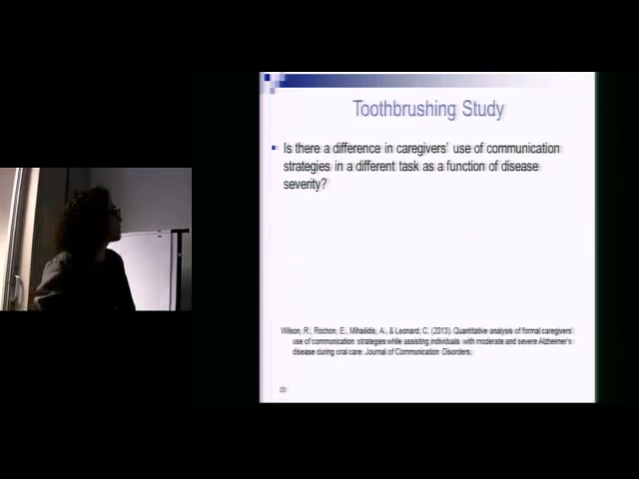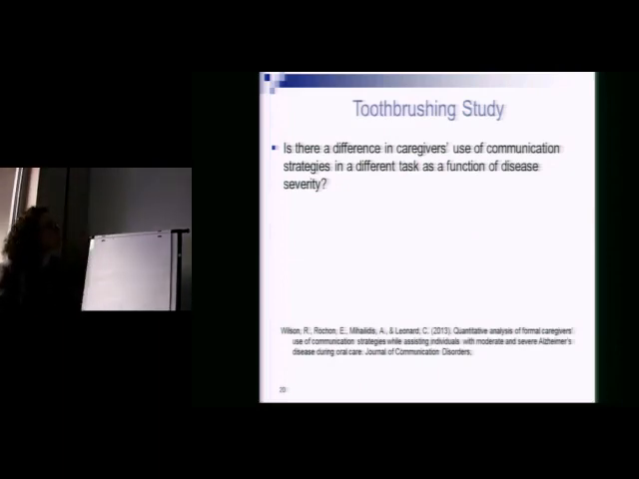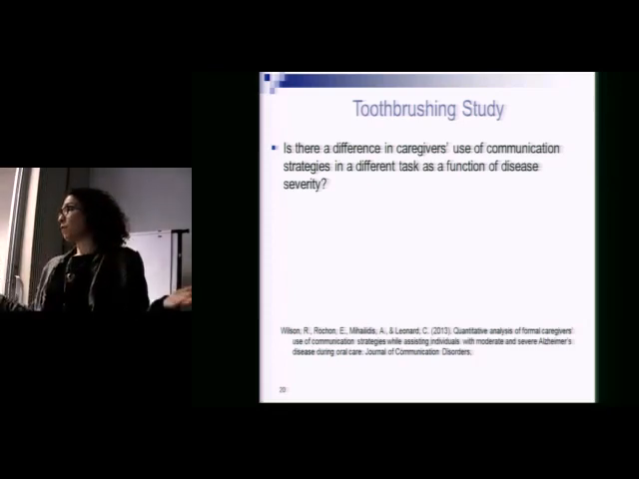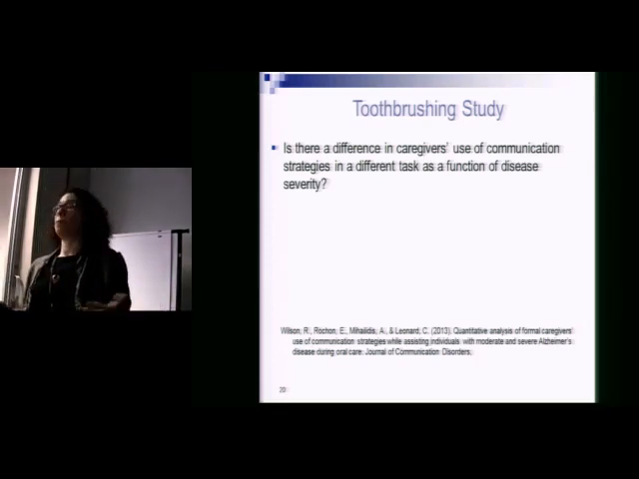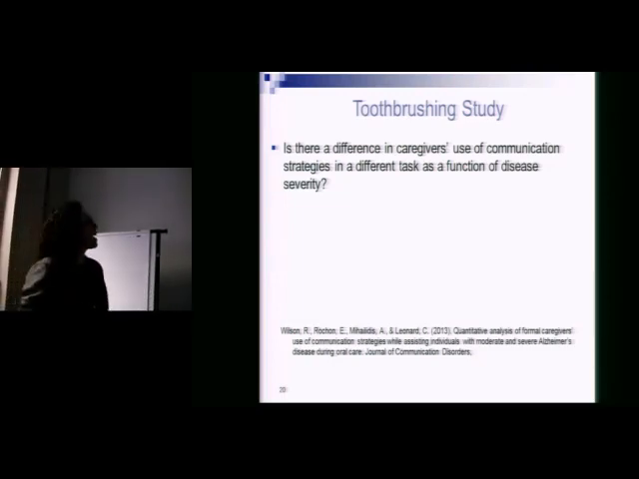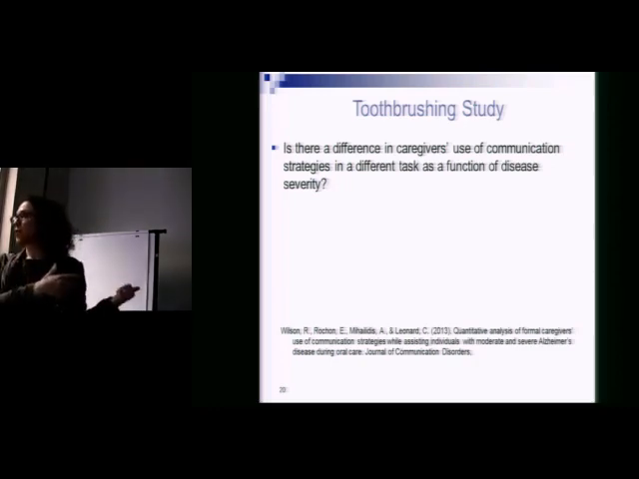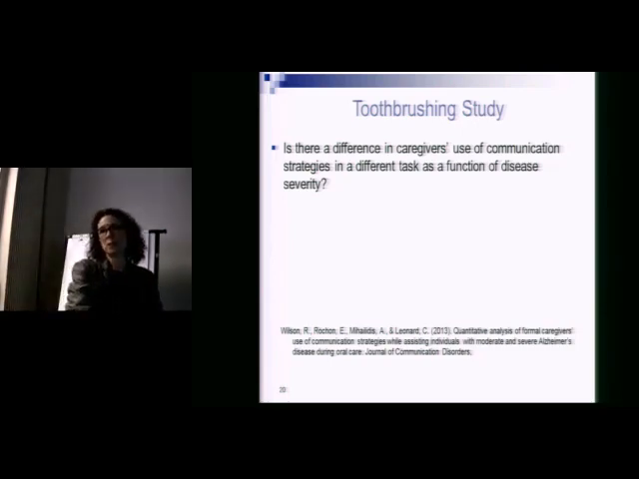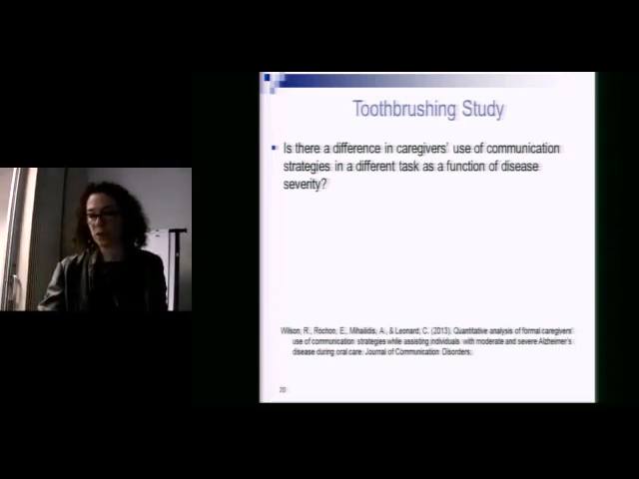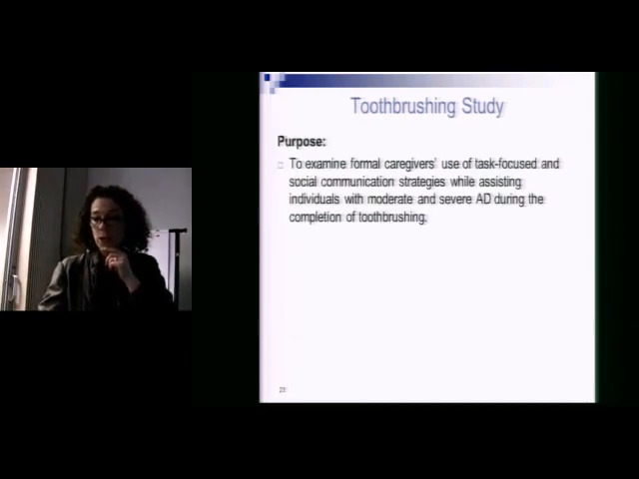Our second study was, as I said, what we call the toothbrushing study. We wanted to know whether or not these strategies that we found were ones found across different activities of daily living, or would it be the case that in different activities you use different strategies? So replication is always something we want to find in science. And then the other question was about disease severity, because in our first study, the one I just showed you, most of the patients were considered to be moderate. So we couldn't separate out and ask the question of, is there a difference between moderate and severe? In the toothbrushing study, we set out to look at differences in disease severity a little more carefully.